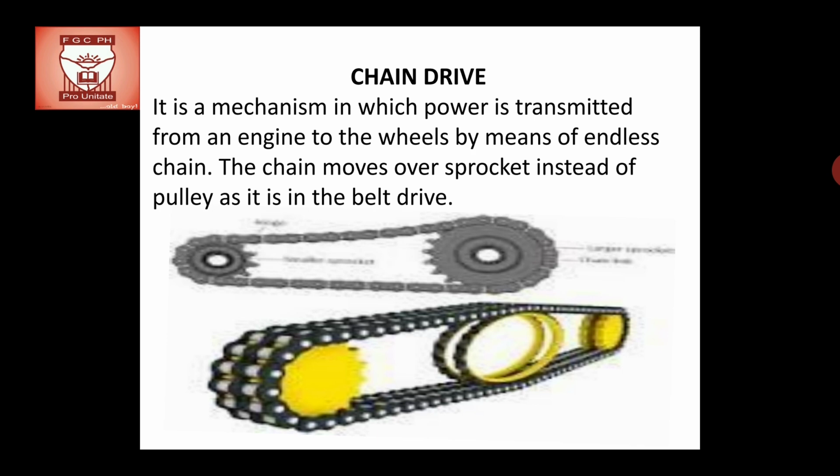So you can see the chain here and the sprocket. The sprocket has teeth. You can see it is not smooth, it's rough. You can see the chain also is rough. This is the belt drive.